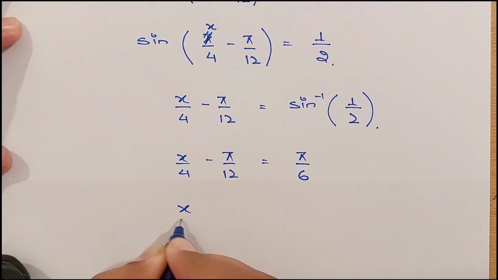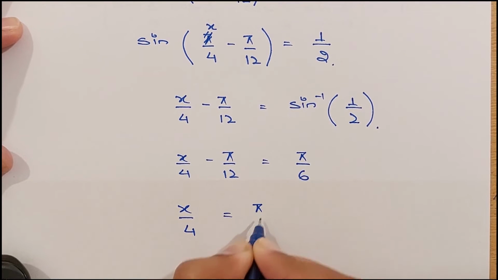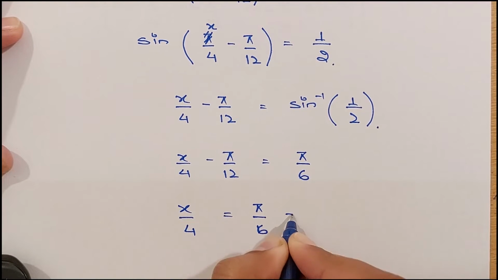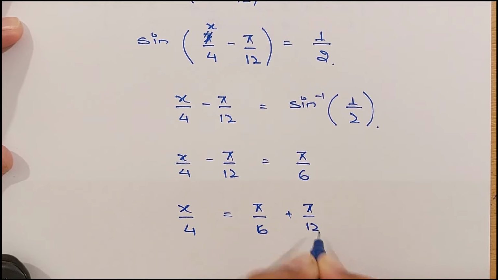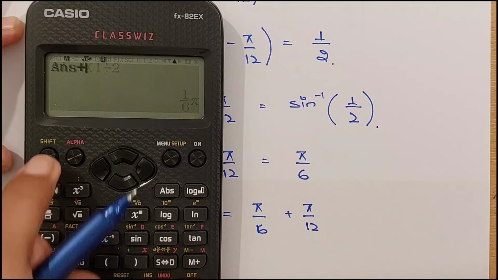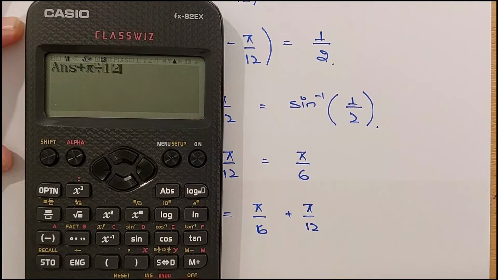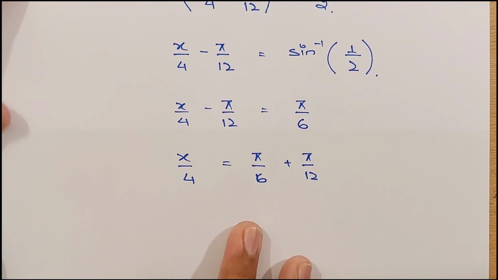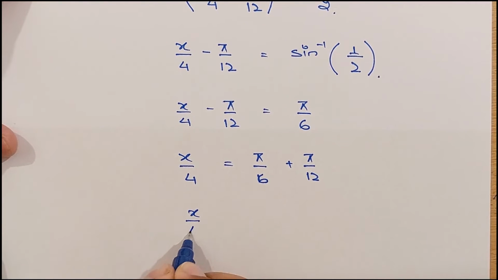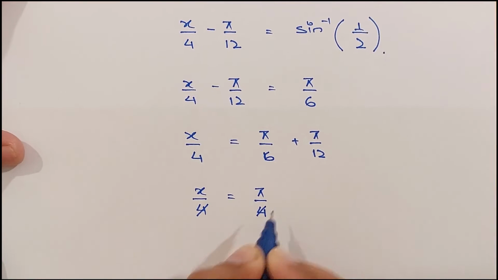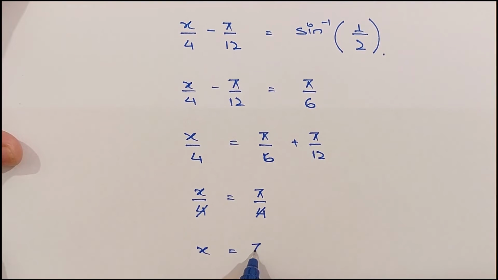So solving for x, x by 4 equals pi by 6 plus pi by 12, which is pi by 4. So x by 4 equals pi by 4. We can cancel the 4's and the x value equals pi, or we have 3.14.